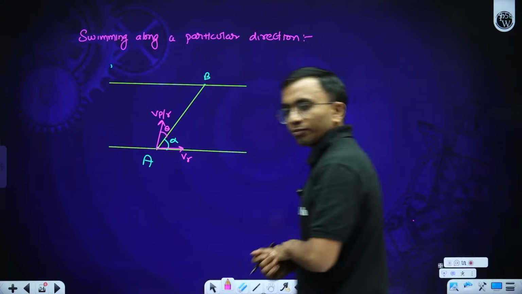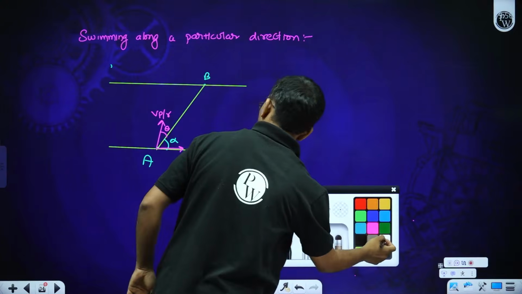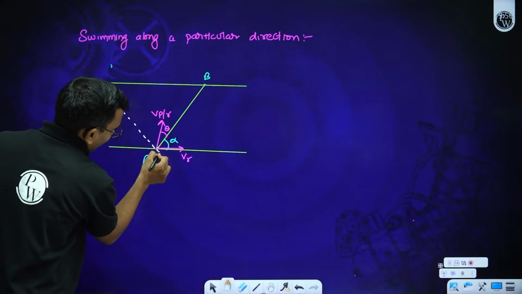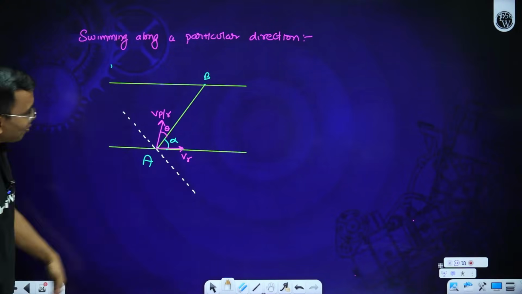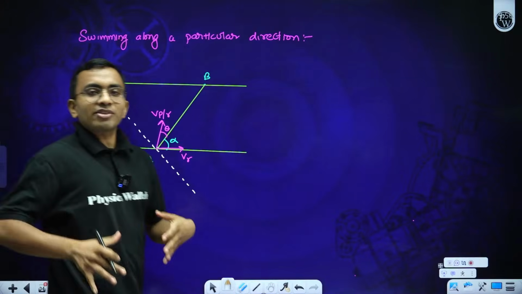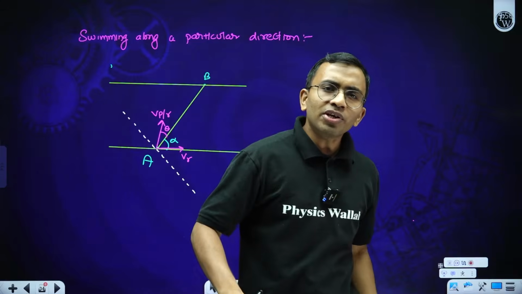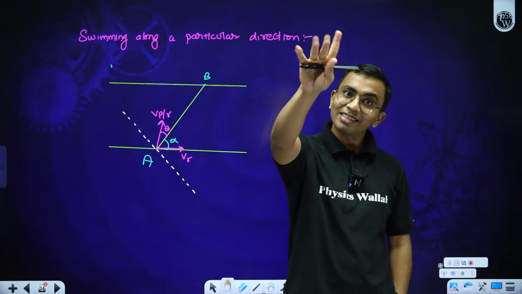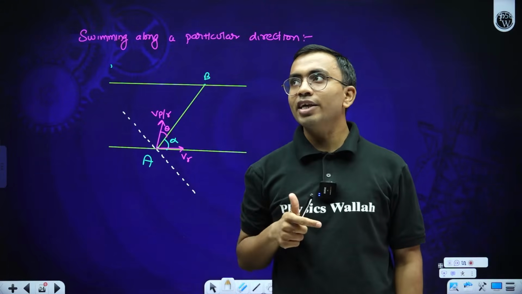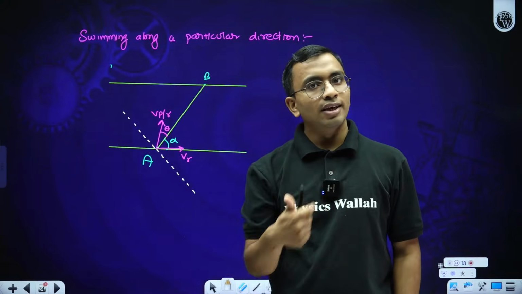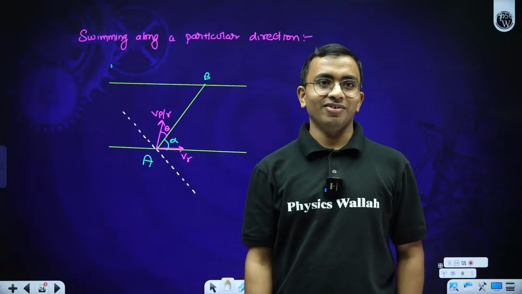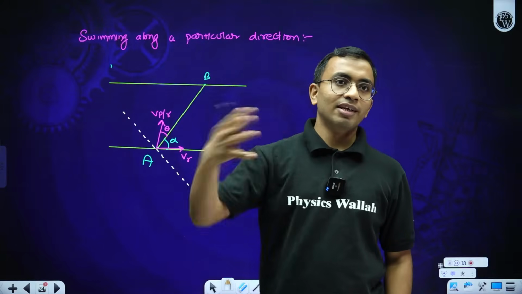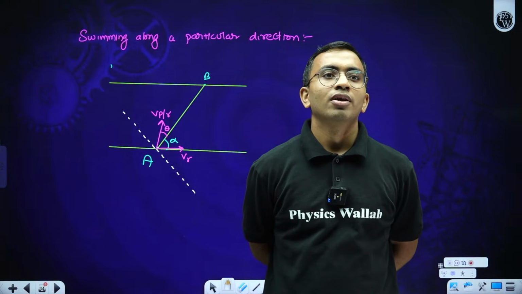Now, the component of velocity perpendicular to AB should be 0. If a person has to move in a particular direction, the component of velocity perpendicular to that should be 0. Then only will he be able to move in that direction. If the person has to move along the x-axis, the velocity along the y-axis should be 0. Then only it will move along the x-axis. Or you can talk similarly about the y-axis and other axes also.